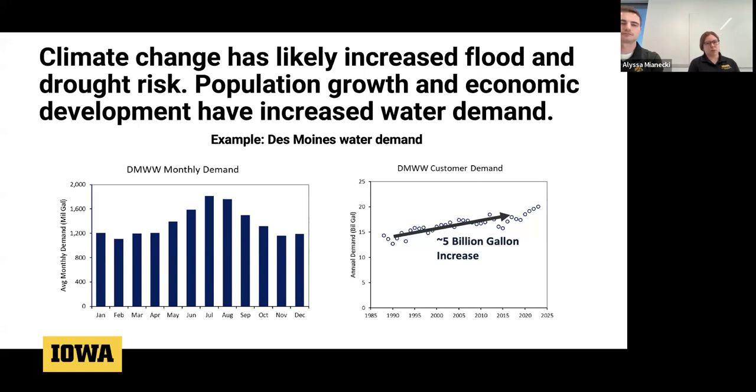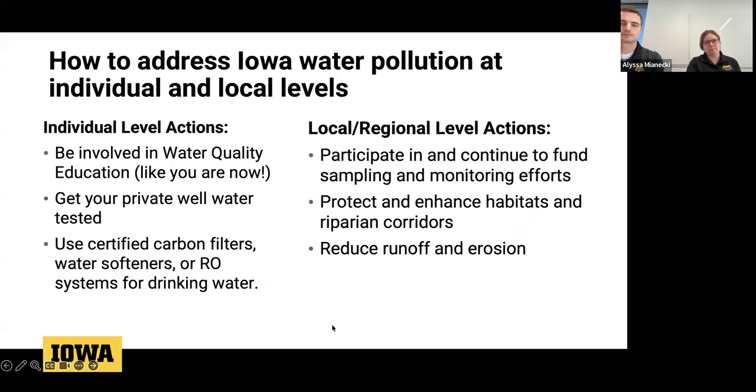It's also important to note that the population growth in the urban centers and economic development have also increased the water demand. Since about the 1990s, for Des Moines customers, there's been about a 5 billion gallon increase. So this is going to put extra pressure on the city to keep removing the nitrates, and it's going to pass the cost downstream to the consumers as well.